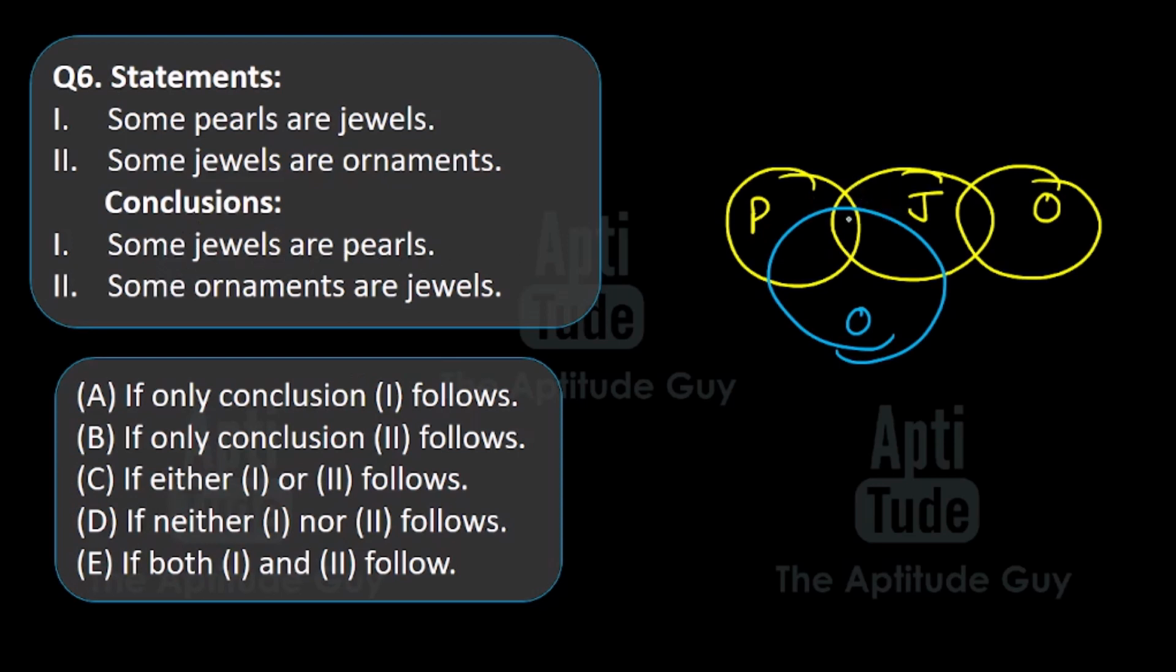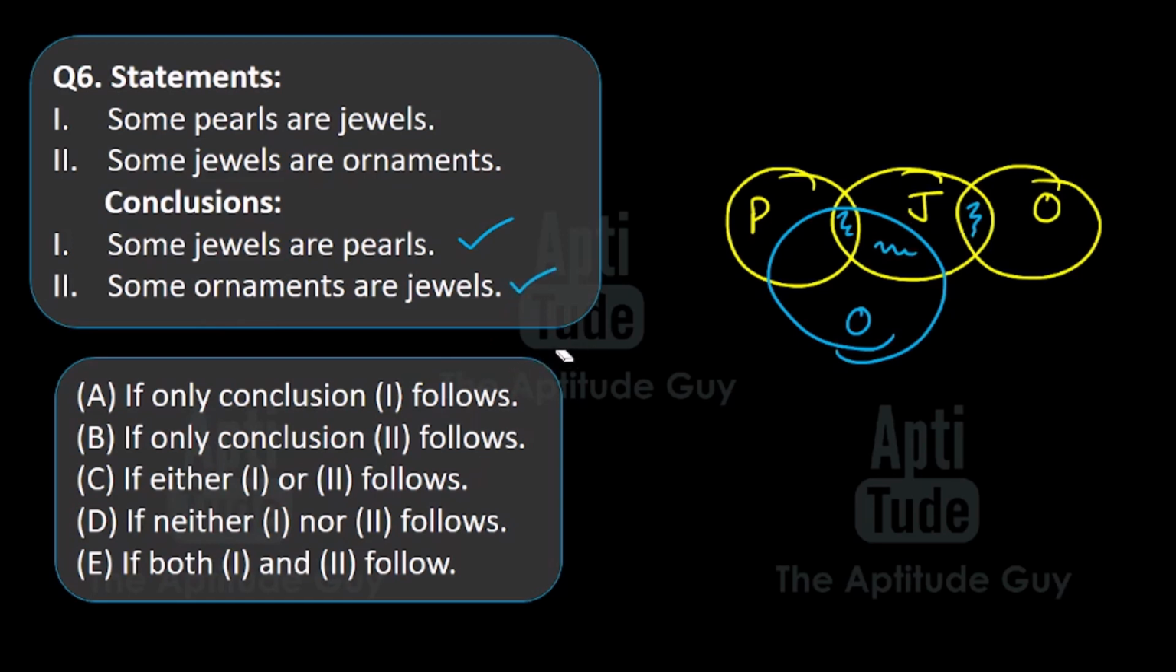First conclusion. Some jewels are pearls. Some jewels are definitely pearls over here. Yes. So that is 100% true. Some ornaments are jewels. Some ornaments are jewels in the yellow possibility. Yes. Some ornaments are jewels in the blue possibility also. So both of them are right.